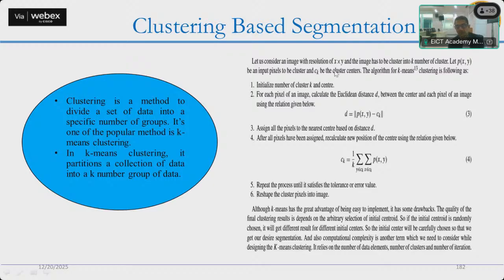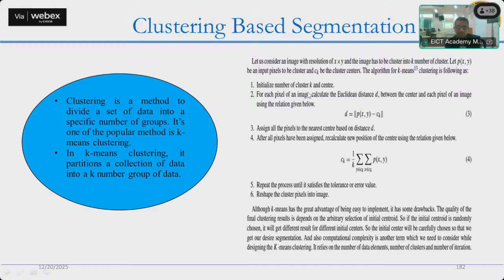So for example, we can consider an image with a resolution of x by y, and the image has to be clustered into k number of clusters, with p being the input pixel to be clustered and ck the cluster center. The algorithm for k-means clustering is given here.